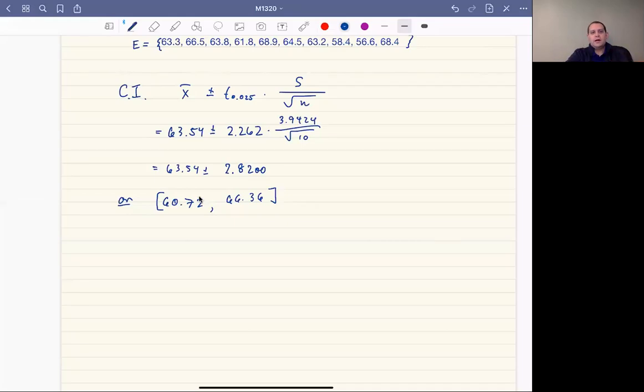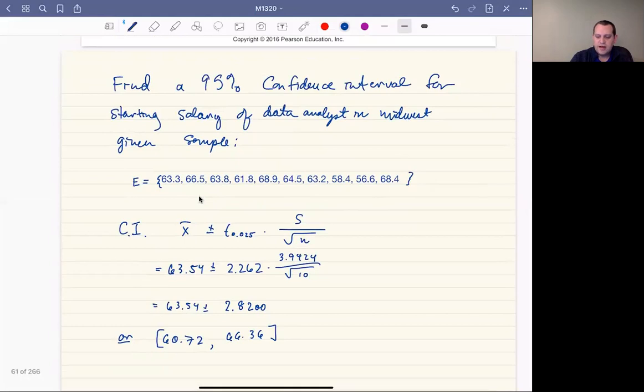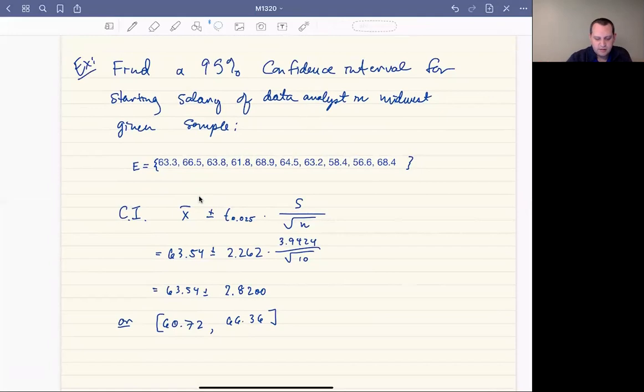We're ready to talk about confidence intervals using the t-test instead of the standard normal test. What I want to do is find a 95% confidence interval, again using the starting salary for a data analyst in the Midwest. We had a sample of 10 starting salaries. This is all data from our previous example, and these are our 10 starting salaries.